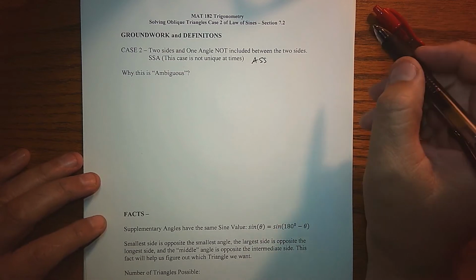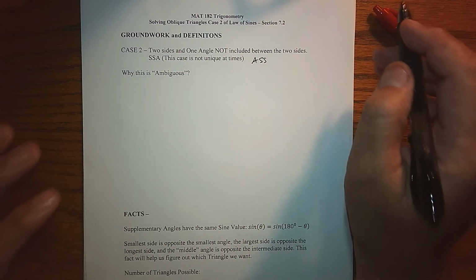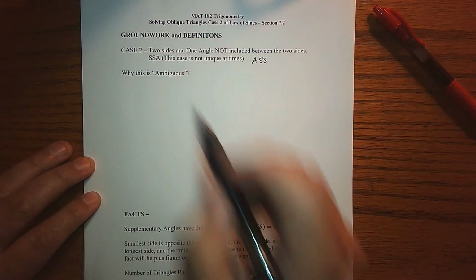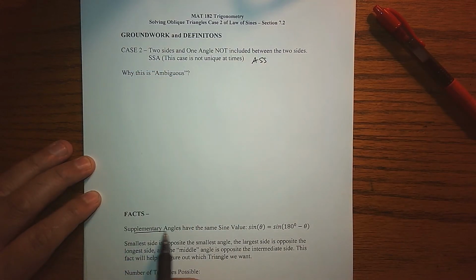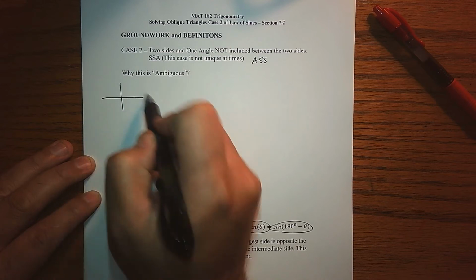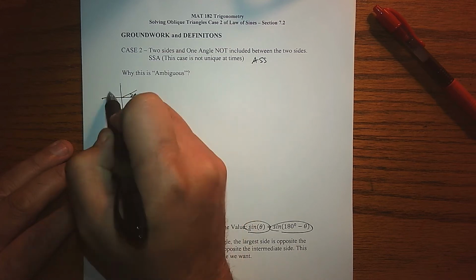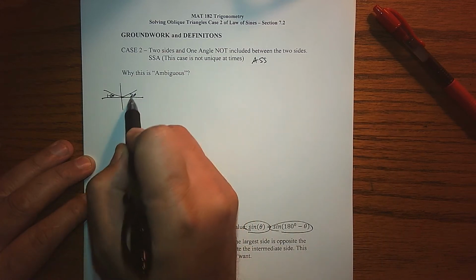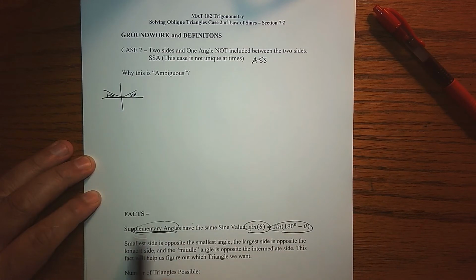Okay. So first of all, why is this ambiguous? And the reason comes because of this fact, right? For supplementary angles, the sine of an angle is equal to the sine of 180 minus theta. Now, we kind of know that from our unit circle, right? Let's just take 30 degrees and the corresponding 150 degrees over there. So these guys right here are supplementary angles, right?